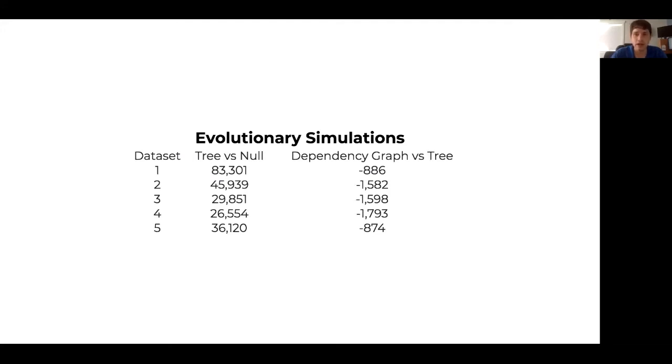If we look at the second column, you'll see those numbers with the heading tree versus null. These are the log Bayes factors. To understand what this means, positive numbers favor the first model and negative numbers favor the second model. You see these are the largest positive numbers. That favors the tree model over the null model. The tree model, as I discussed, is a simple model of common descent, and the null model is effectively a star phylogeny. So this data looks a lot more like a tree model than the star phylogeny.